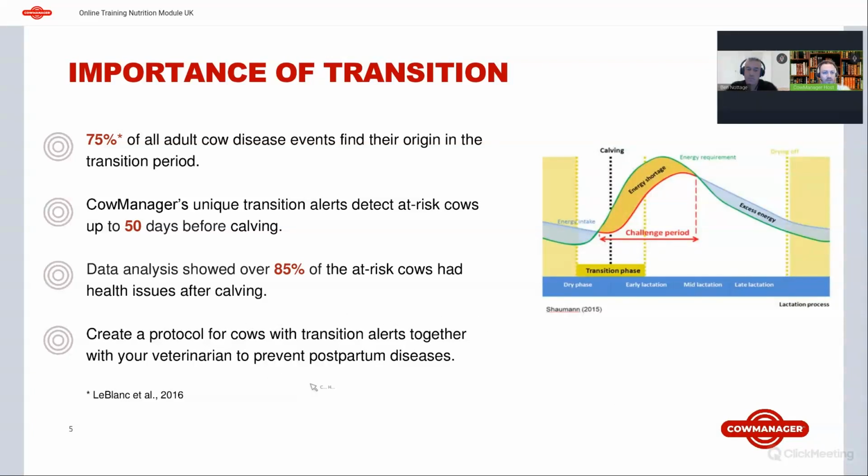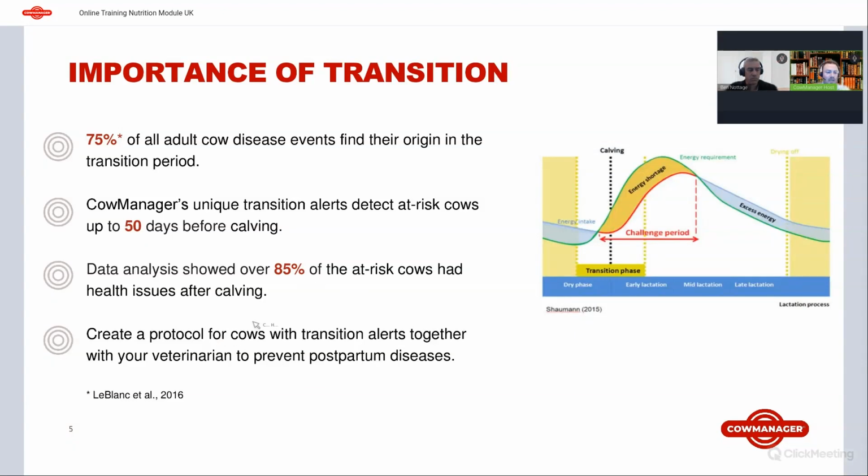We also know from literature that a lot of these cows that get sick after calving already present a different kind of behavior before calving compared to the healthy ones. And what you can see is that especially eating time and rumination time are already showing a decline before calving in those cows that get sick in the first 30 days after calving.